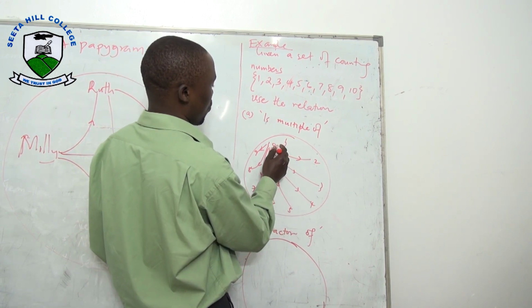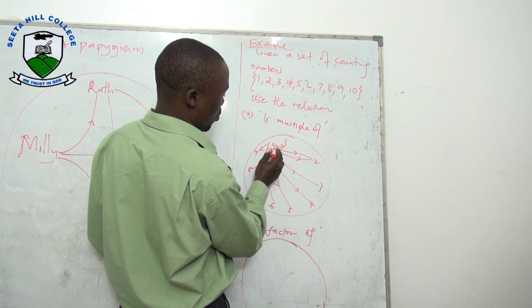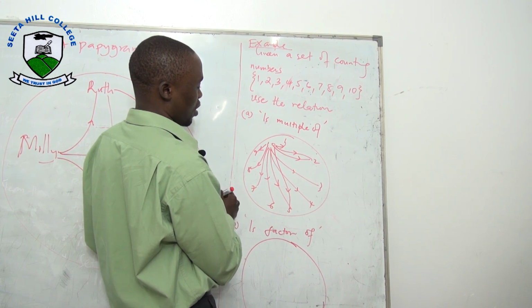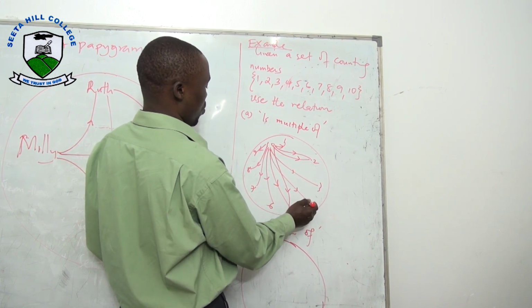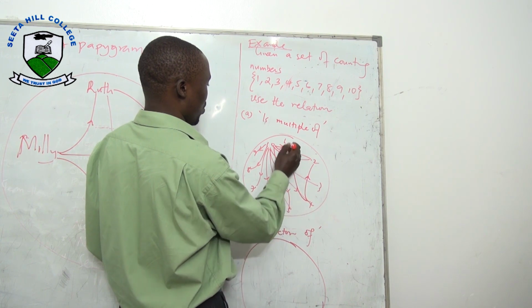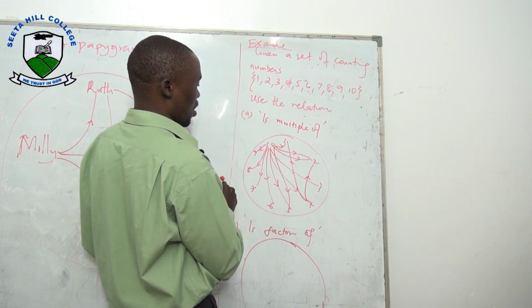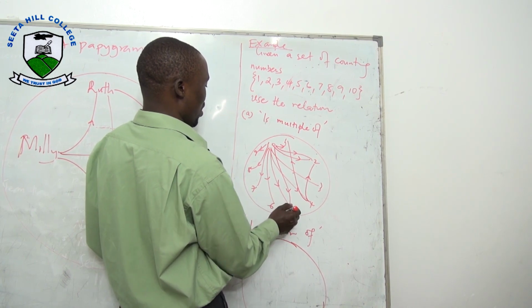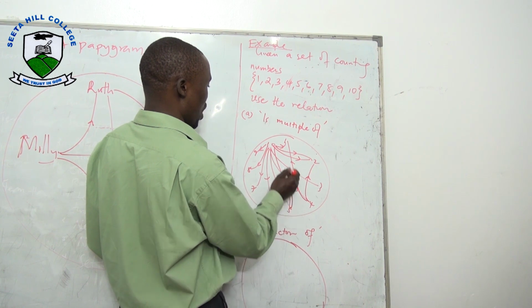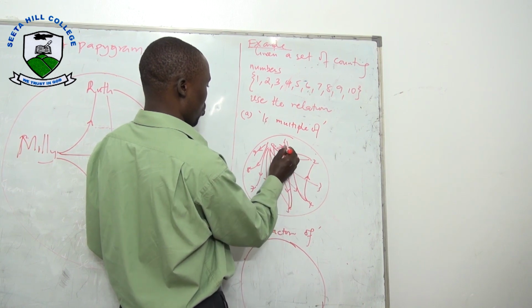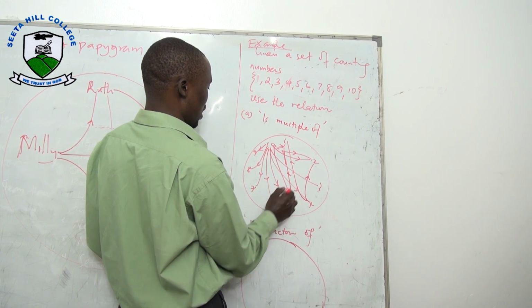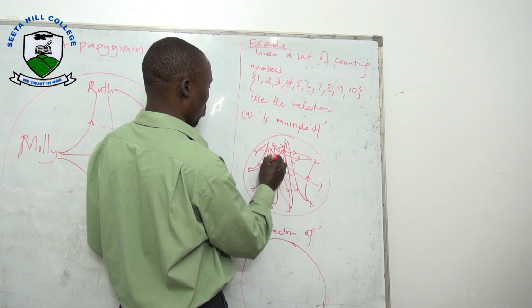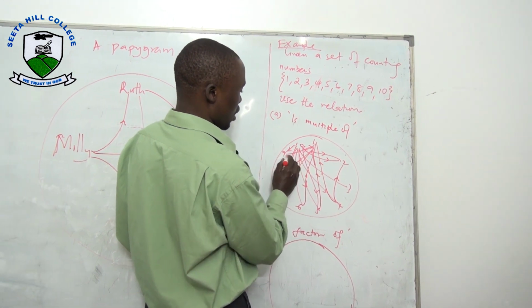10 is a multiple of 2, 5. Only 4 is a multiple of, and also 5 is a multiple of 1 only. 5 is a multiple of 1. Still, this one made it. 6 is a multiple of 1. 7 is a multiple of 1. Multiple of 1, multiple of 1. And 9 is a multiple of?